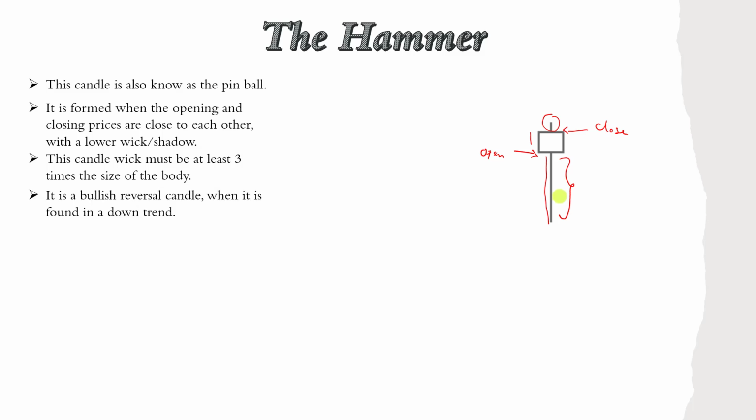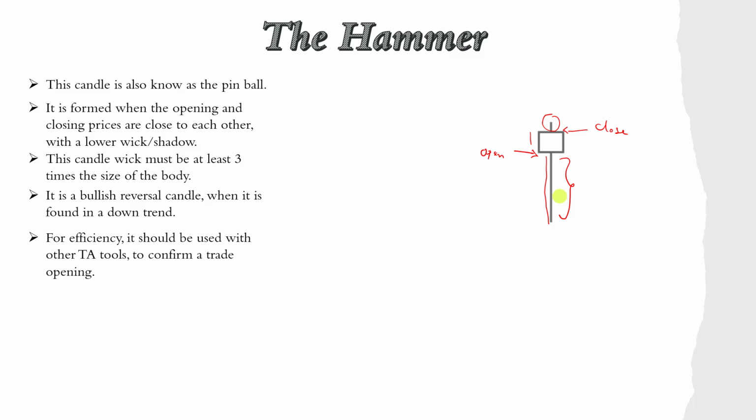It is a bullish reversal candle when it is found in a downtrend. So for us to know that a candle is a hammer candle, we have to look for it in a downtrend. When it is formed in an uptrend, it has a different name and it serves a different purpose at that particular period of time. So for a hammer candle to be a hammer candle, it has to be found in a downtrend.